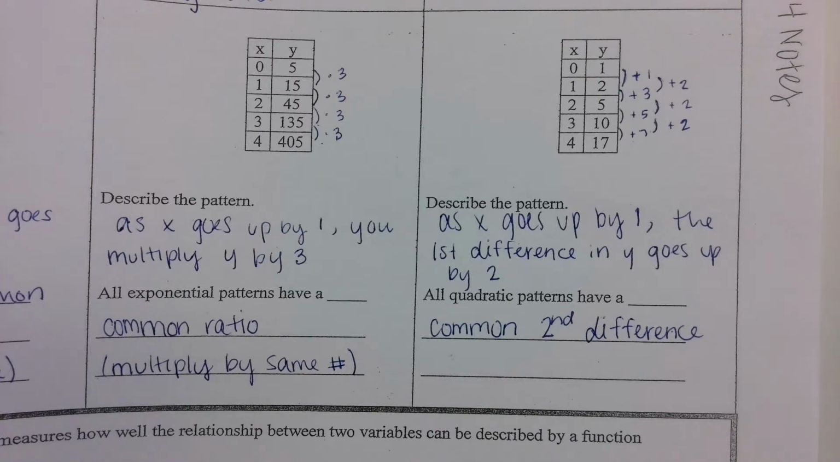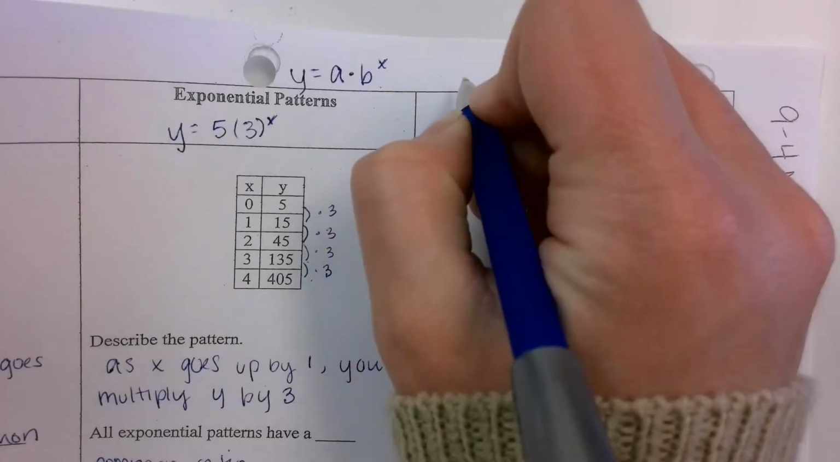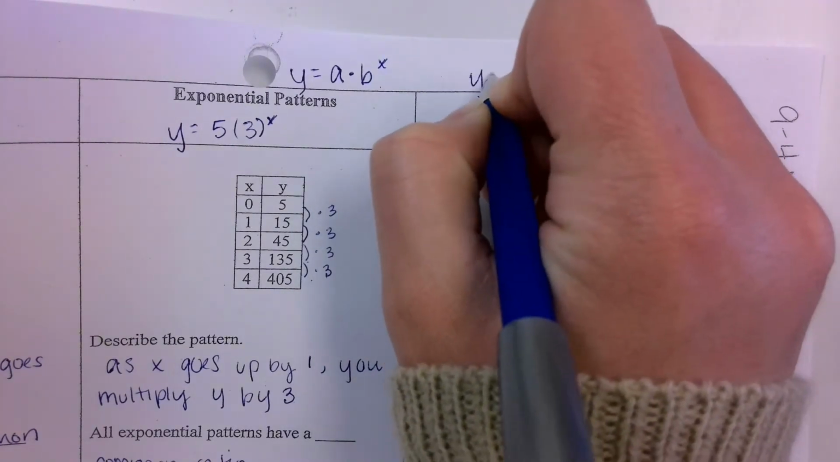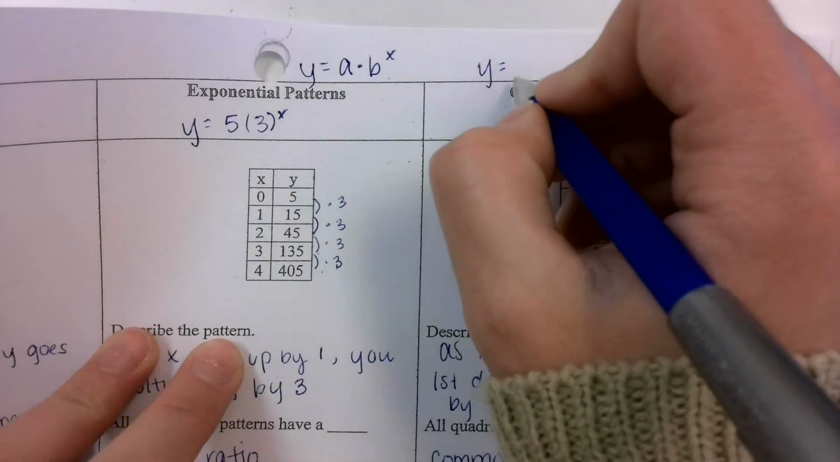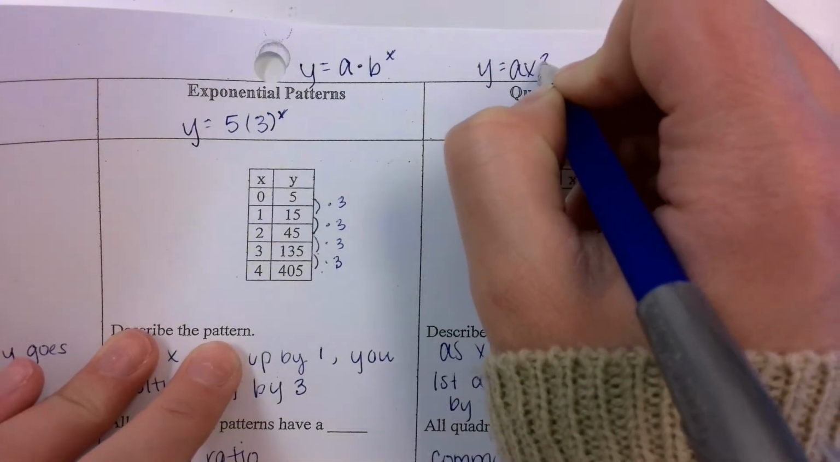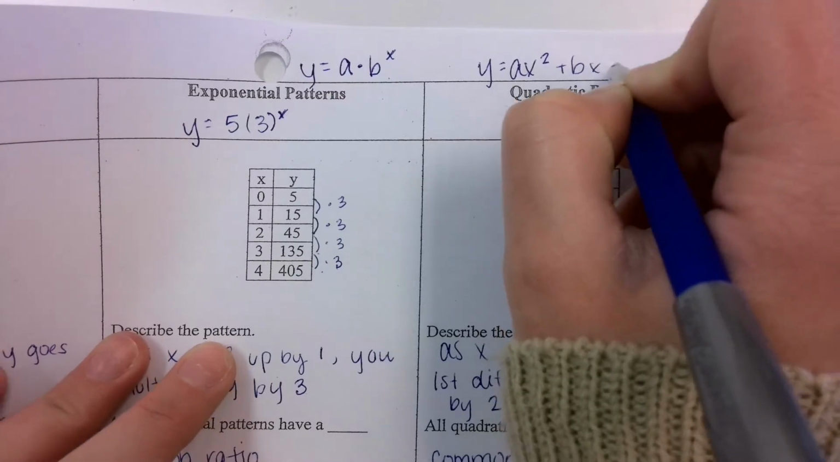So if we're going to write the equation for this one, what is our standard form for quadratics? Ax squared plus bx plus c.